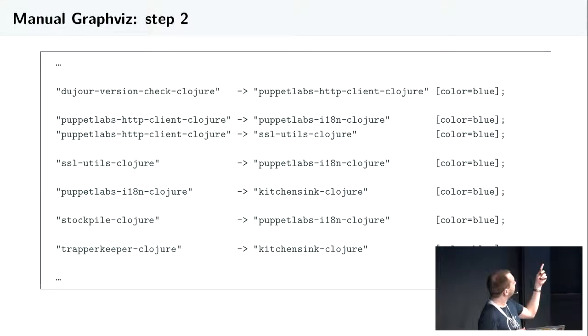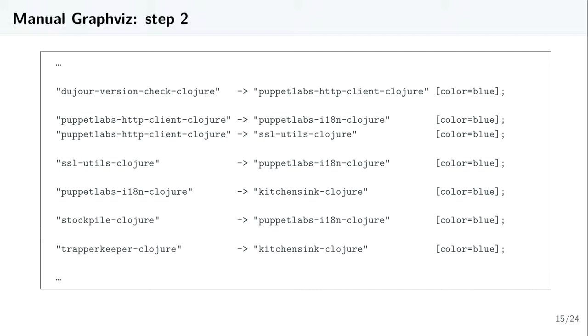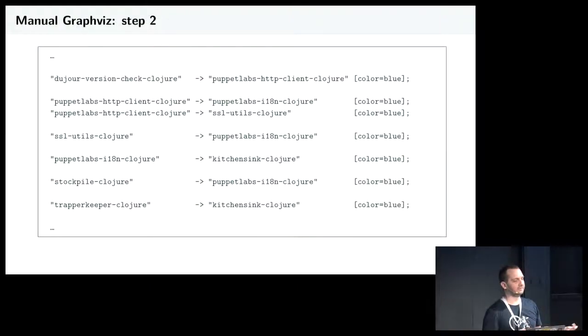But looking at du jour version check closure, oh, it depends on Puppet Labs HTTP client closure, which in turn depends on this other package and that other package, which themselves depend on other packages. So it's really annoying to go and do some really manual work and make sure that you're not forgetting anything. So that was step two, or at least part of step two.